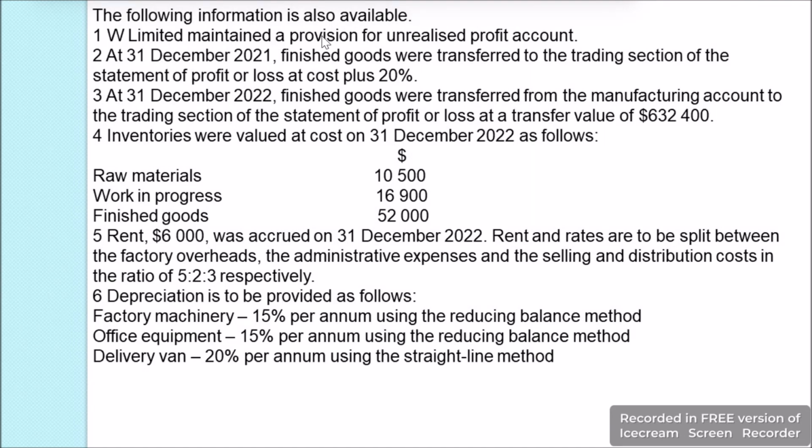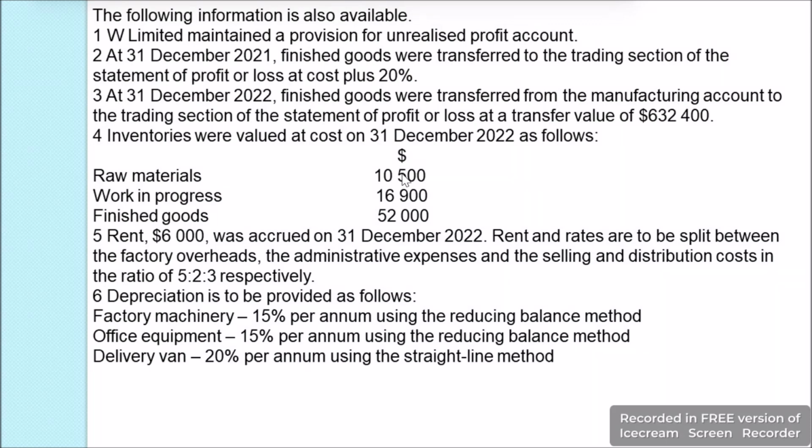W Limited maintained a provision for unrealized profit account. At 31st December 2021, finished goods were transferred to the trading section of the statement of profit or loss at cost plus 20%. At 31st December 2022, the finished goods were transferred from the manufacturing account to the trading section of the statement of profit or loss at a transfer value of $632,400.